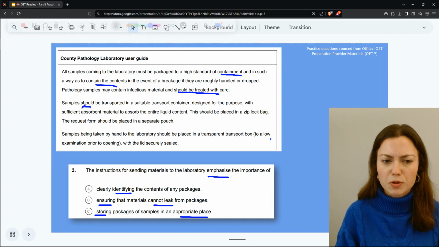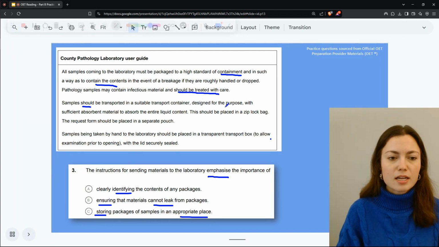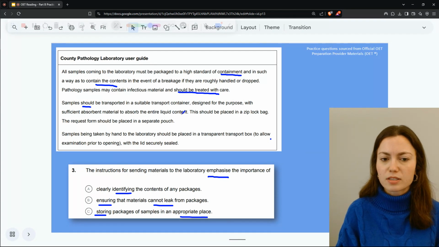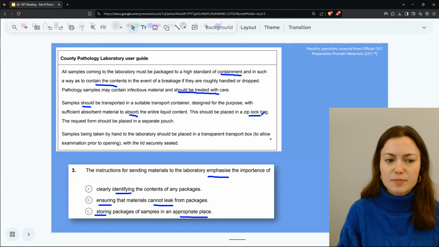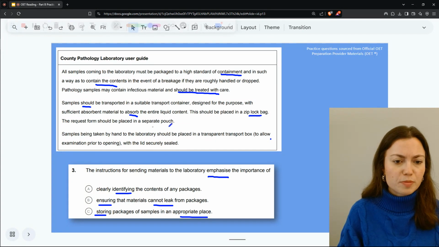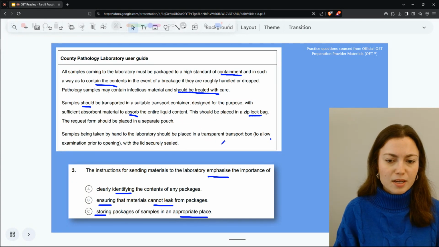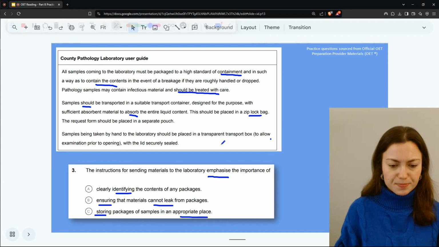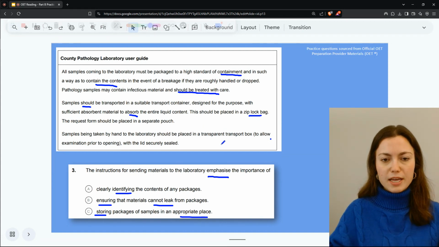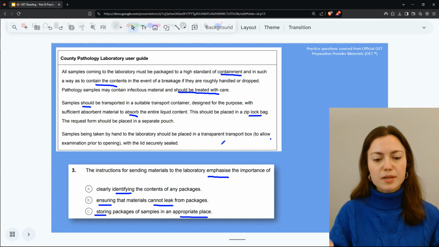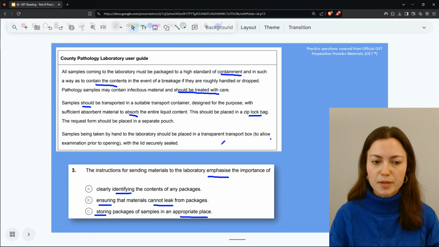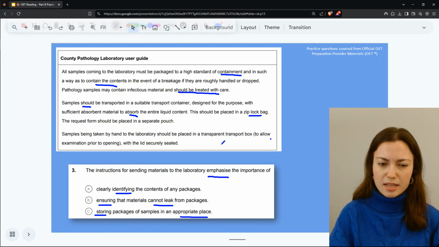Samples should be transported in a suitable transport container designed for the purpose with sufficient absorbent material to absorb the entire liquid content. This should be placed in a Ziploc bag. The request form should be placed in a separate pouch. So here's something interesting. We have to take the examples given and make a bit of a conclusion from it. So the evidence is there, but we have to ask ourselves a question.